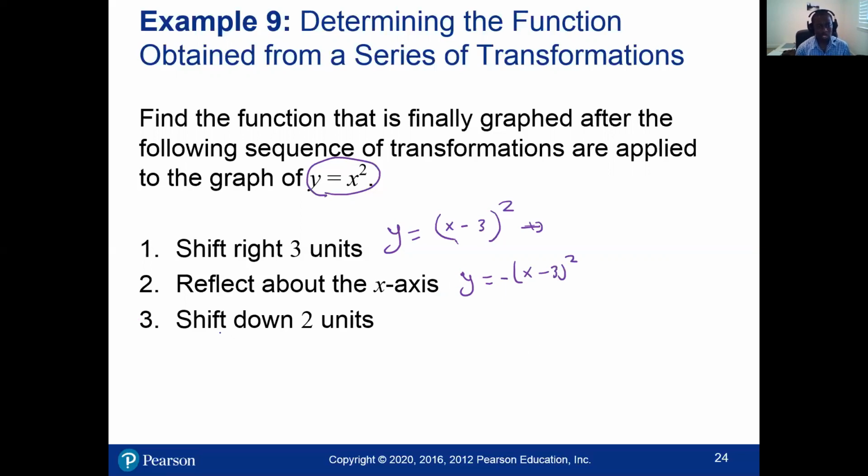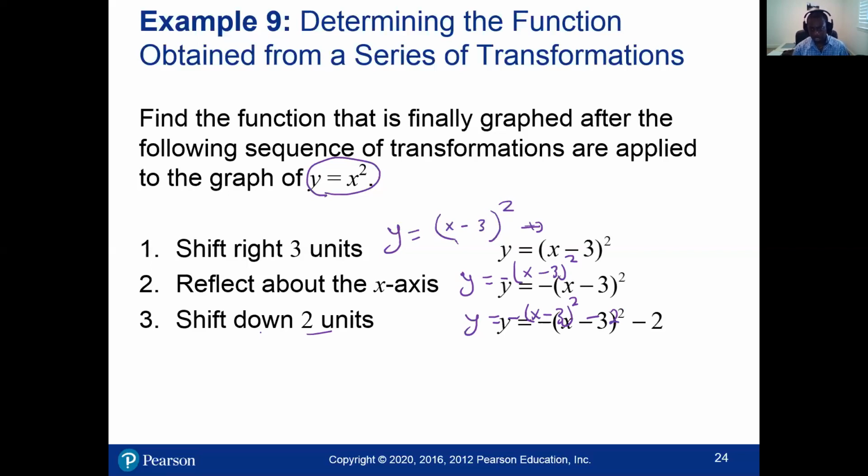Then it says that shift down 2 units. So that is y is equal to minus (x minus 3) all squared. And then it said 2 units. Because it's going down, it's going to be negative of that. Okay. So if you put all this together, I type this down nicely.